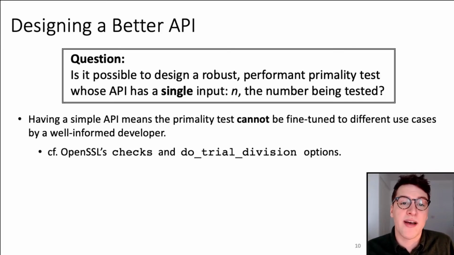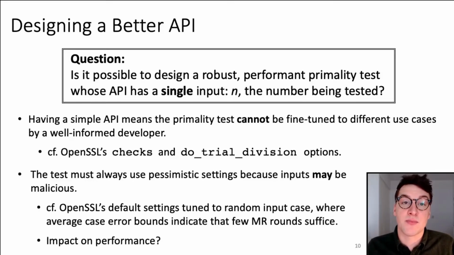So in this work we ask, is it possible to design a robust, performant primality test whose API has a single input n, just the number being tested? But of course there is a balance that comes with this level of simplicity. The more misuse-resistant this API becomes, the less accessible the API is to developers, and the fewer options or these fine-tuned different use cases that it can provide. For example, there would be no longer the option to add or remove trial division.